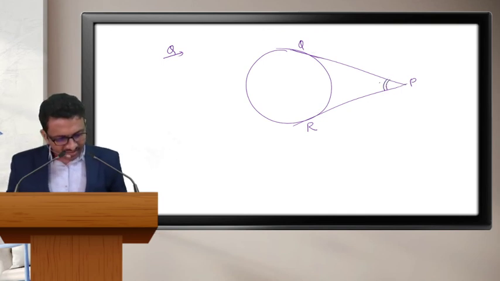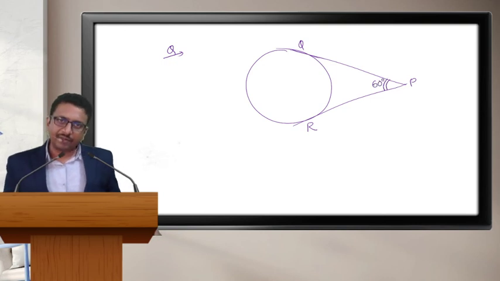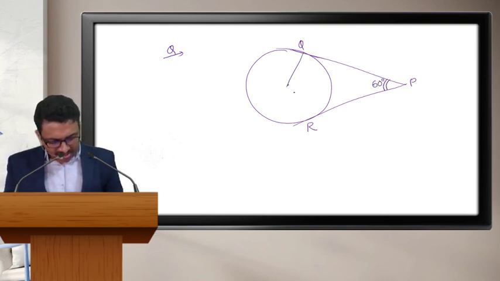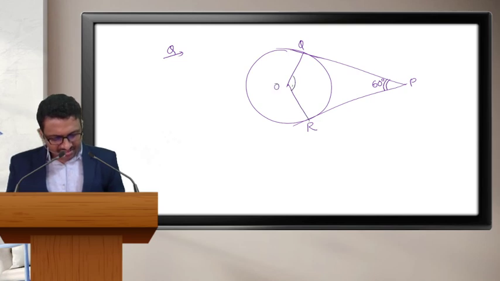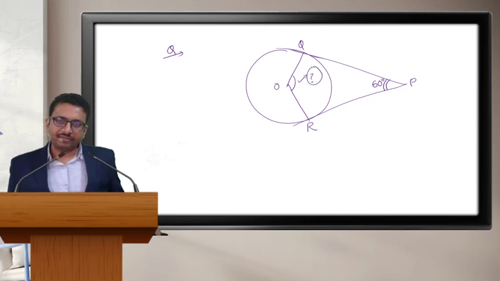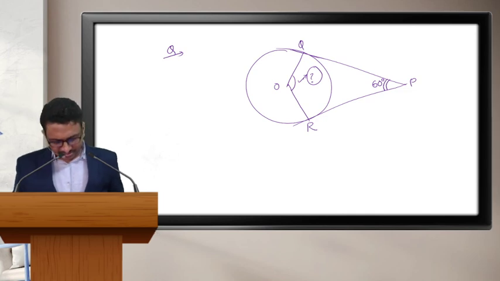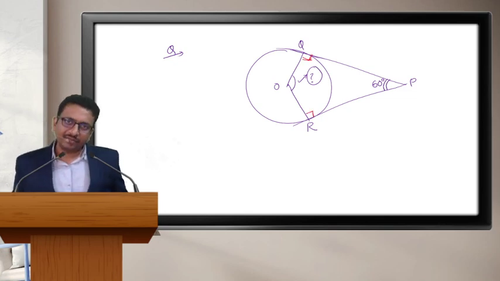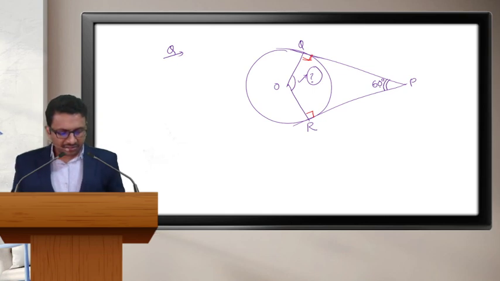This angle is 60 degrees. O is the center. What is this angle? 120. Yes, sir. Is this an easy question? Yes, sir, easy. Why is this 120? Because these two angles are 90, 90. Yes or no? So if this angle is 60, this has to be 120 degrees. Clear?